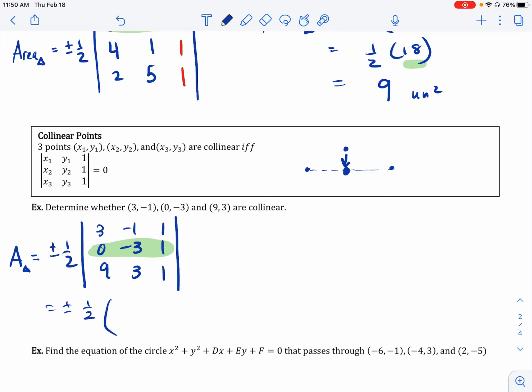And finding the determinant of this row, well, that first term is 0, so I can ignore that. I've got positive negative 3. Well, that would give me 3 times negative 6, right? So let's see here. That would be 3 times negative 6 plus, and for the last one, we have 9 times 2. Well, that gives me 0. Therefore, we can say that these points are collinear.